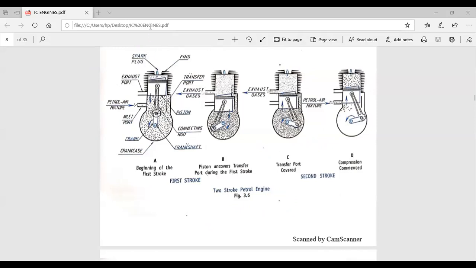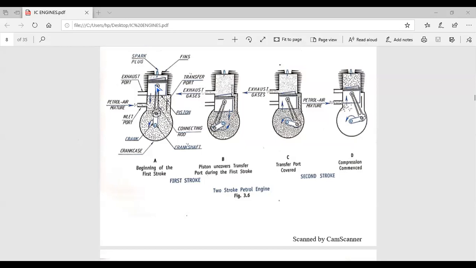So this is enough for today's class. Now I will unmute everyone if you have any questions regarding the two-stroke petrol engine.